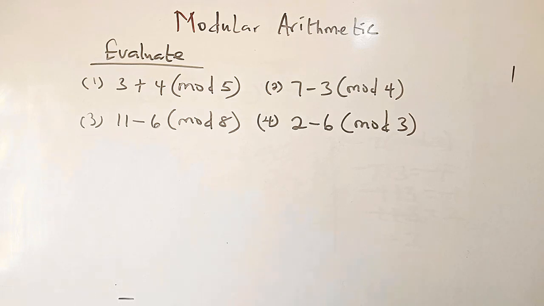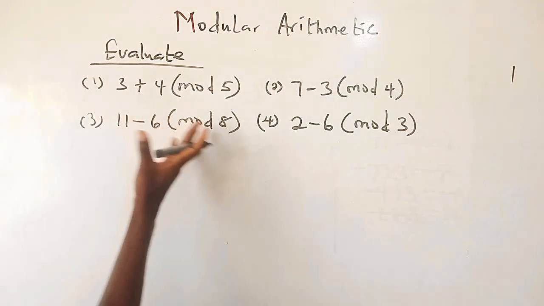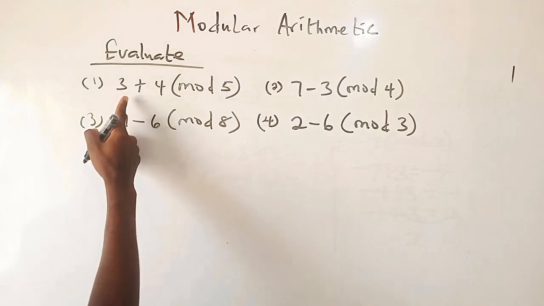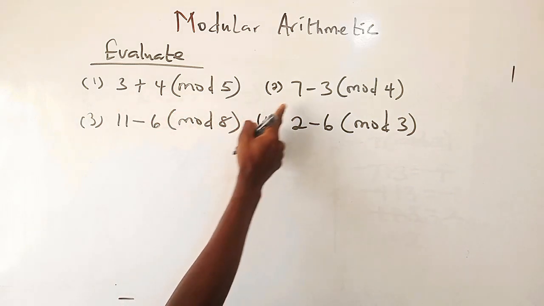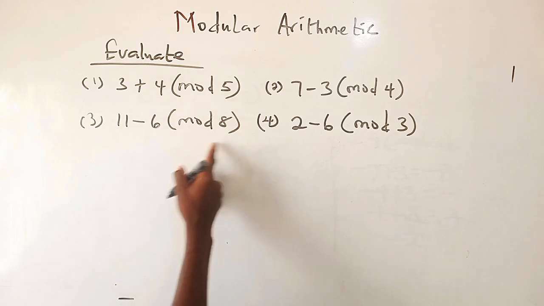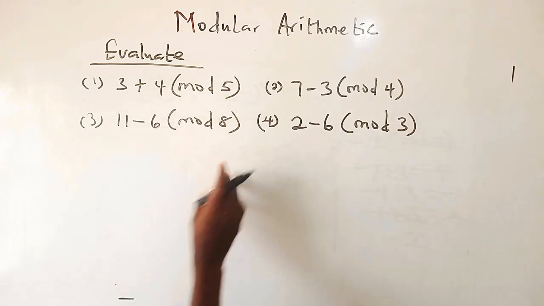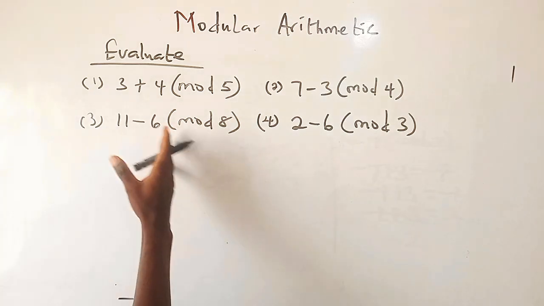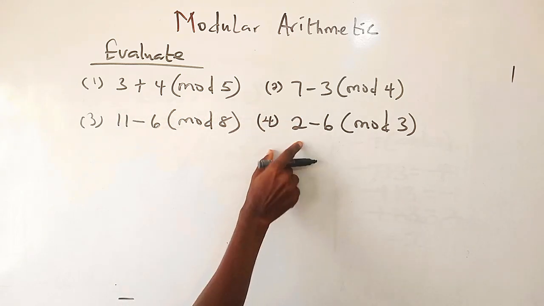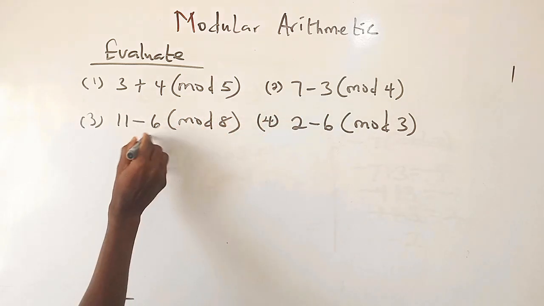The question says we should evaluate this modular arithmetic. The first one is 3 plus 4 mod 5, then 7 minus 3 mod 4, 11 minus 6 mod 8, and 2 minus 6 mod 3. There are operations involving addition and subtraction. So how do you go about it? Solution.